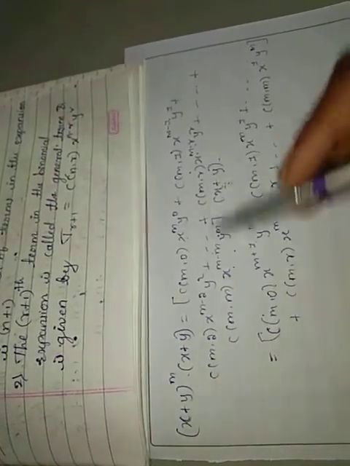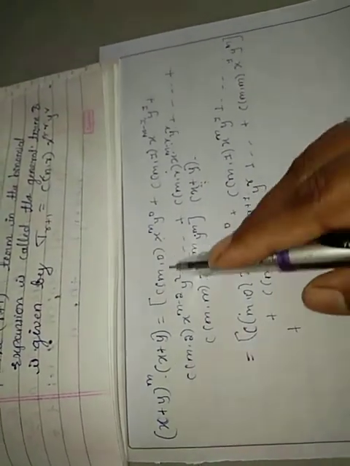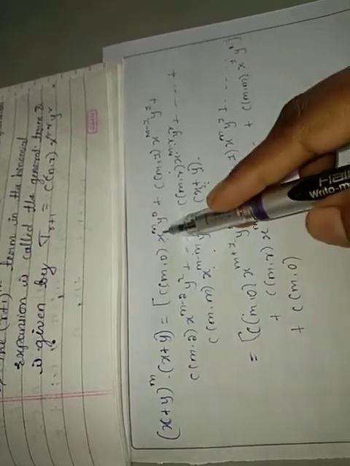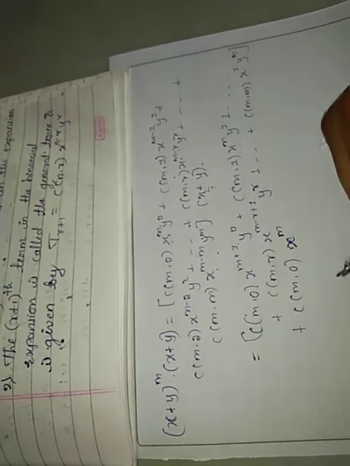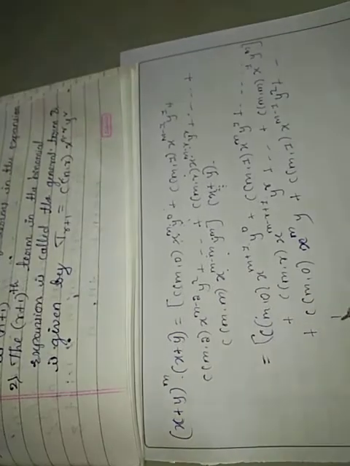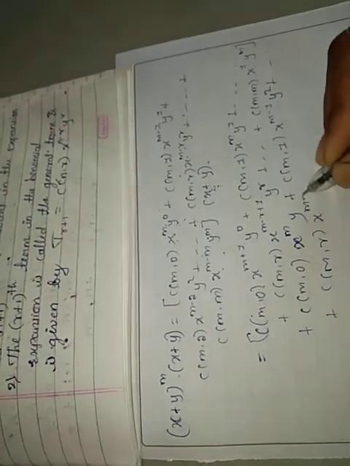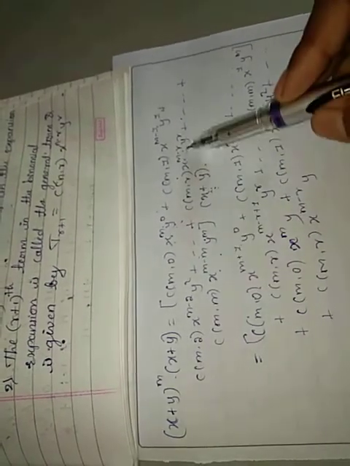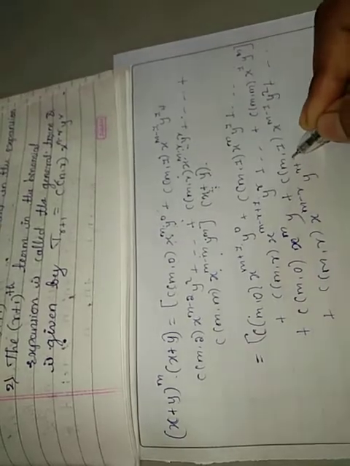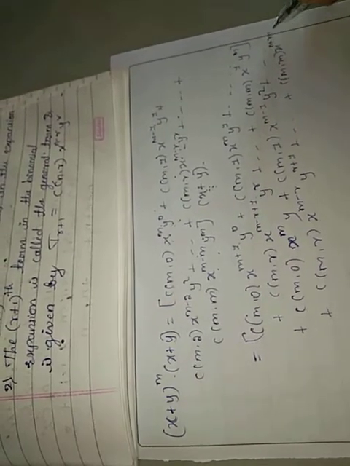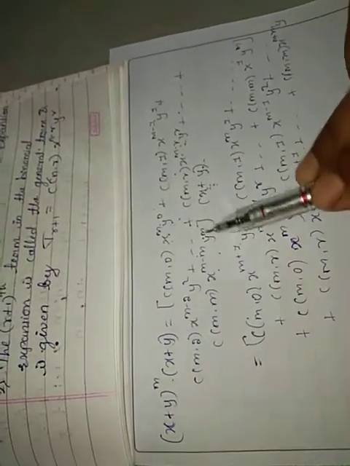Now we are multiplying the entire terms by y. So C(m,0) x^m into y^0 into y is y; plus C(m,1) x^(m-1) y^1 into y is y squared, and so on, plus C(m,r) x^(m-r) into y^r into y is y^(r+1), and so on, plus C(m,m) x^(m-m) into y^m into y is y^(m+1).